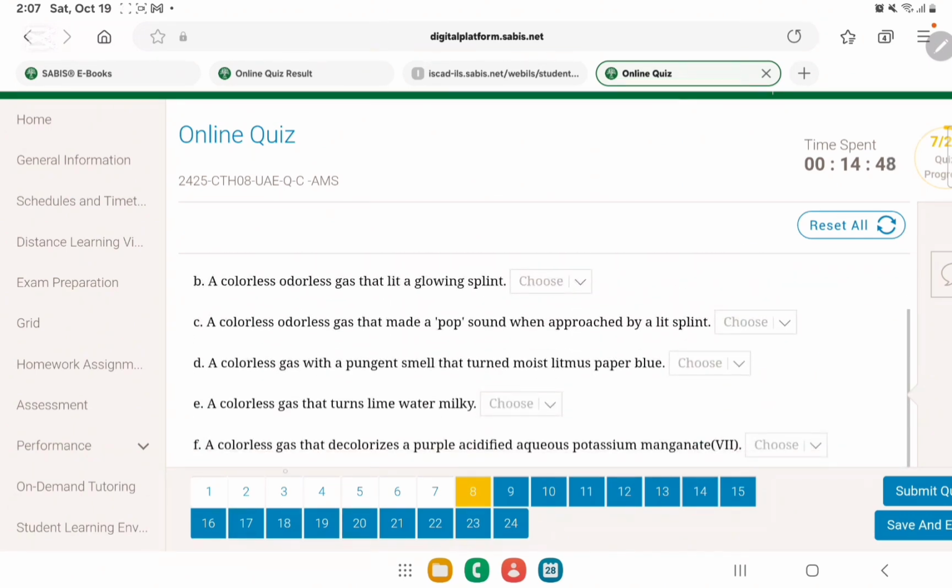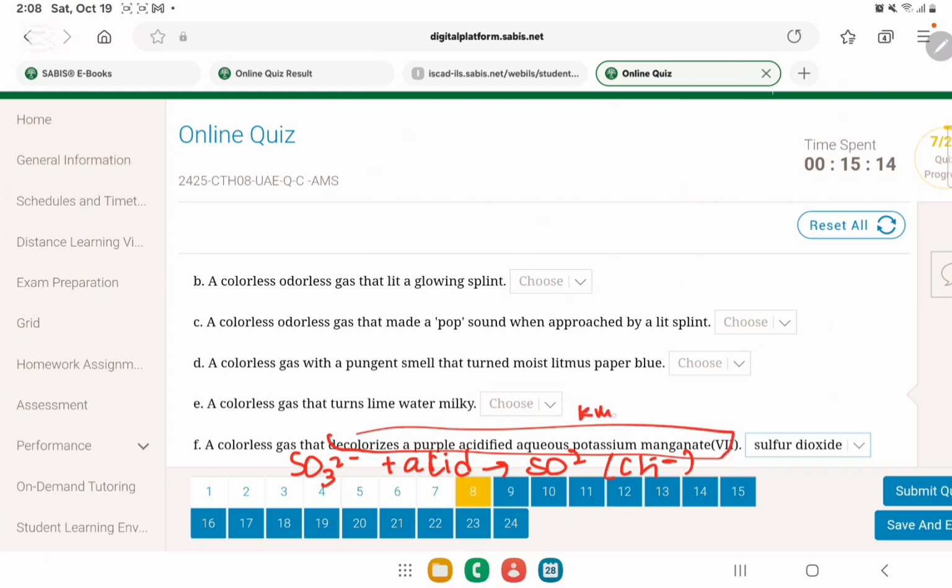Okay, so what decolorizes KMnO4 is sulfur dioxide, because SO3 2 minus, when you add an acid, gives SO2, which is a choking smelling gas that decolorizes KMnO4. So it's sulfur dioxide, SO2.